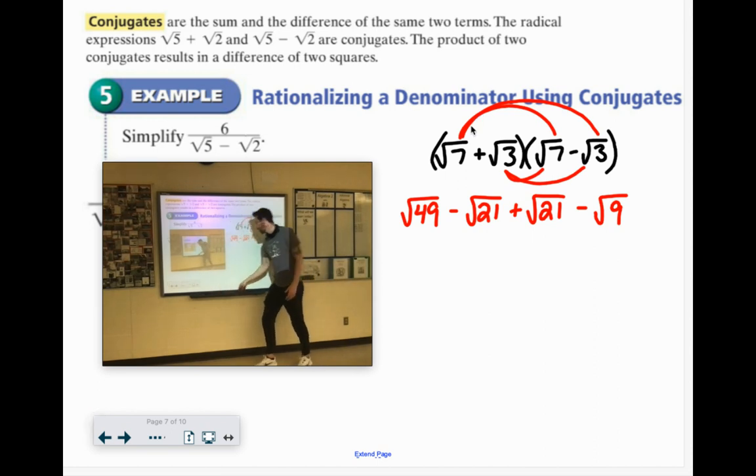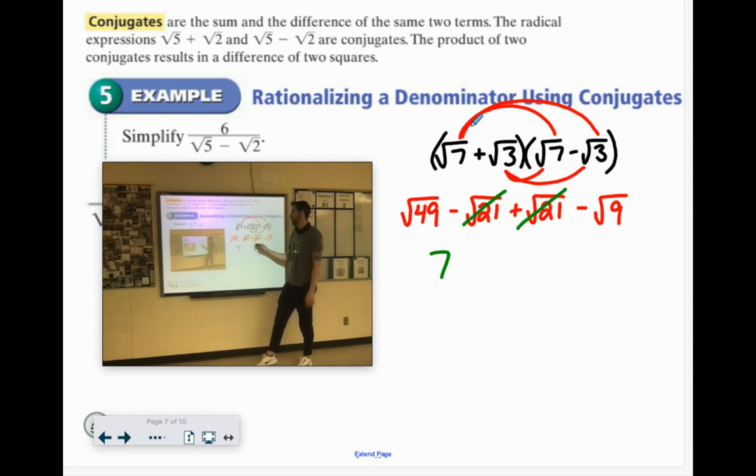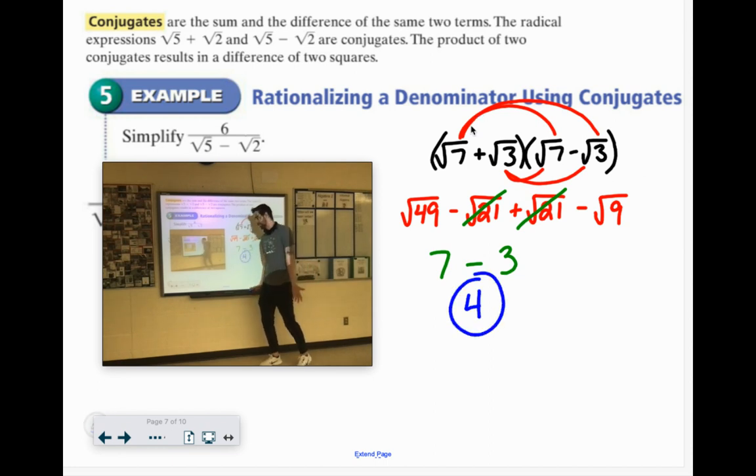So let's simplify our stuff. The square root of 49 is 7. Negative root 21 plus root 21, those cancel each other out. So we're left with minus the square root of 9, which is 3. And then 7 minus 3 is just regular 4. Now, that's borderline fun, so take it easy.